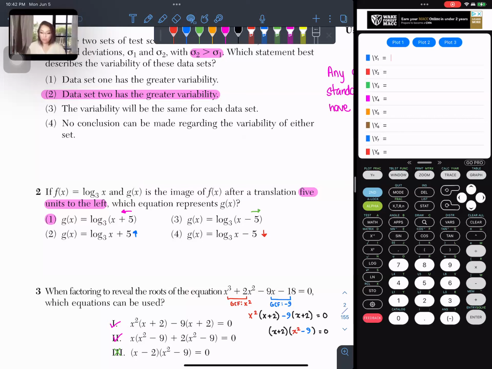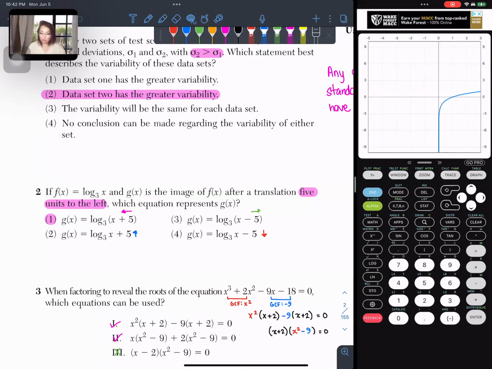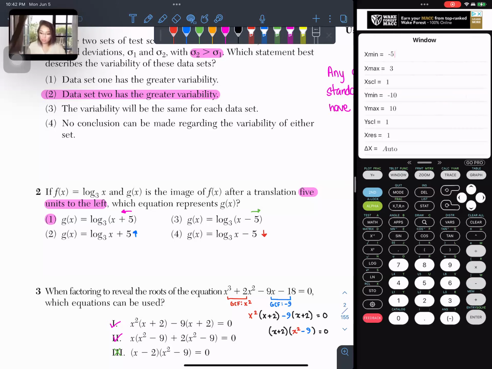So what you could do is use the original. Well, this is base 3. If you want to be exact, here it is, and I'm going to show you what it looks like. You might have to zoom, and change your window to -5, 5, -5, and 5.